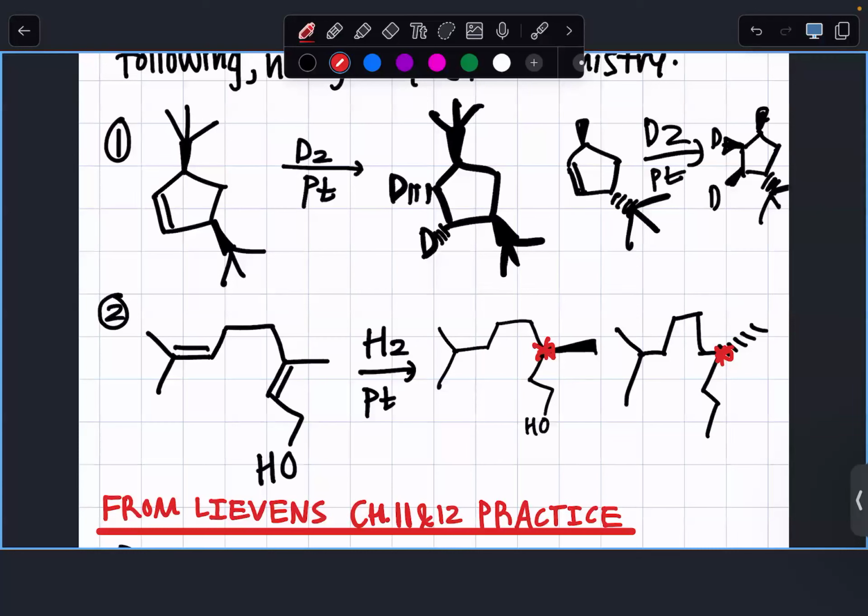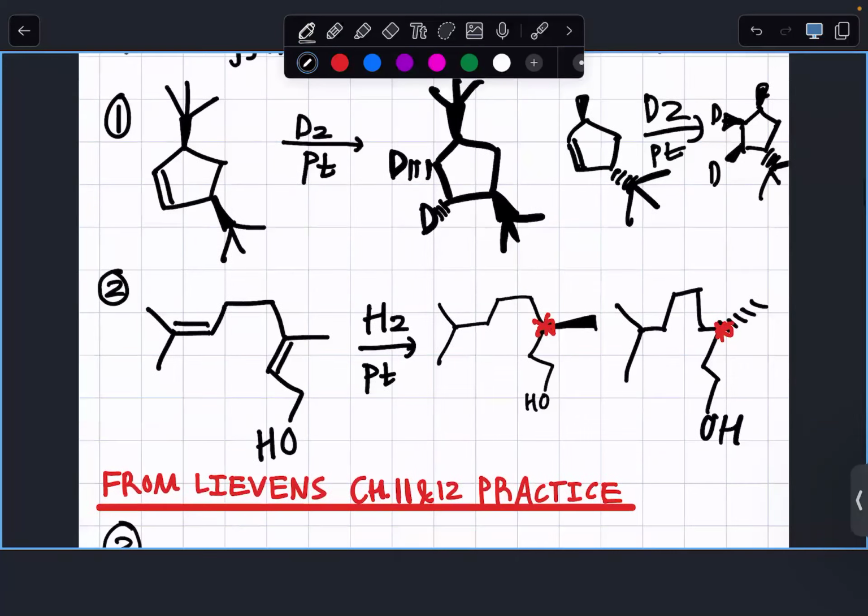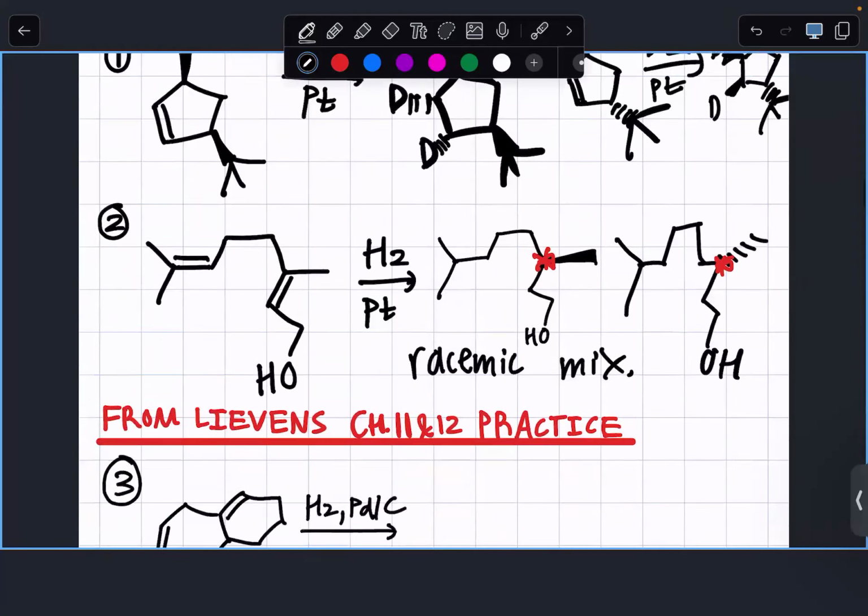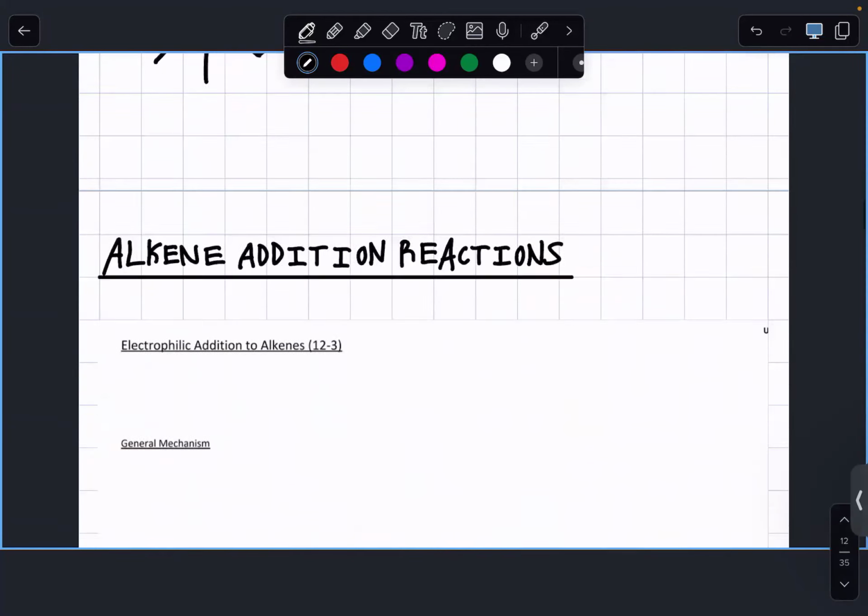And what are these to each other? Enantiomers, diastereomers, or identical, or meso, or constitutional? Yeah, enantiomers, right? Because we only have one chiral center where that one changed completely. And this is a 50-50 mixture of enantiomers, so we could say racemic mixture, but you don't have to. Okay. Let's move on to the next reaction.